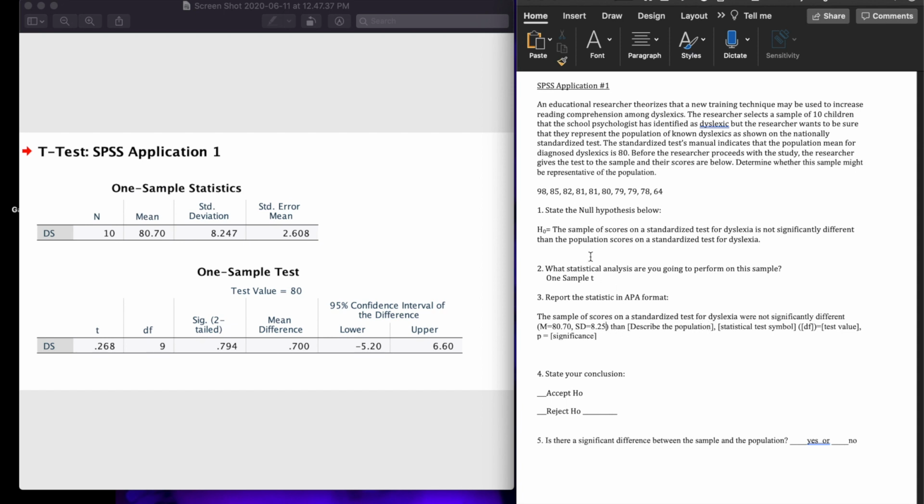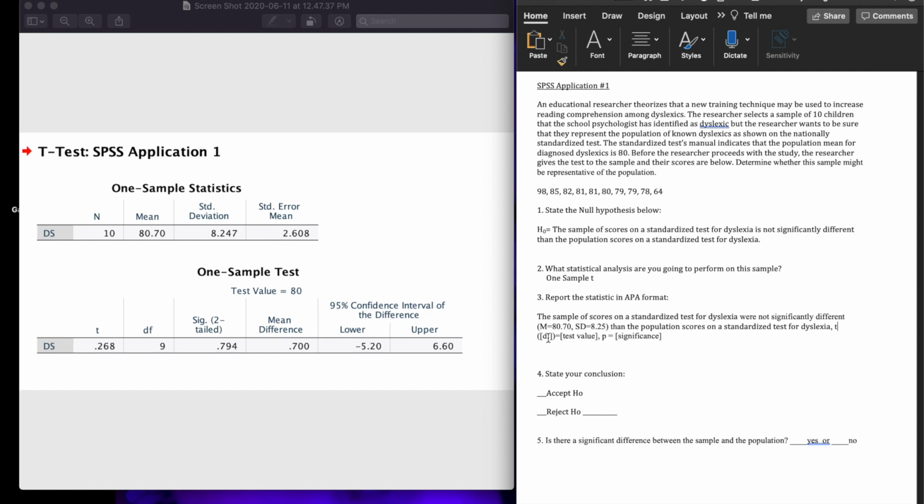And we're just going to say the population scores on a standardized test for dyslexia, so we'll just copy and paste that for our description of the population. Remove that bracket. And then I'm ready to start entering in my inferential statistics. So where it says statistical test symbol, I'm going to change that to a T for t-test, in this case a one sample t-test. I'm going to remove everything including the brackets.